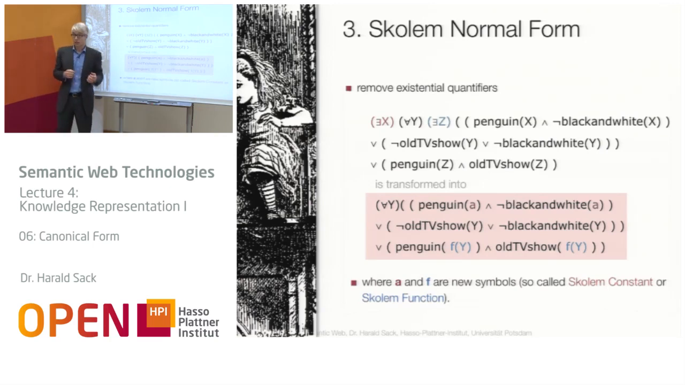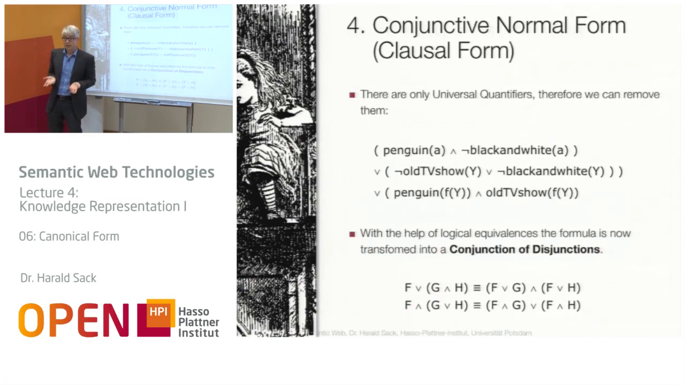Let's have another look at our example. Here you see the first one is substituted by a new constant a, and the second one, z, is substituted by a function of the variable y of the universal quantifier, which is in front. So now we have a formula that only contains a universal quantifier. What to do next? Now there are only universal quantifiers, therefore we can remove them. So we have a formula then without any quantifiers.